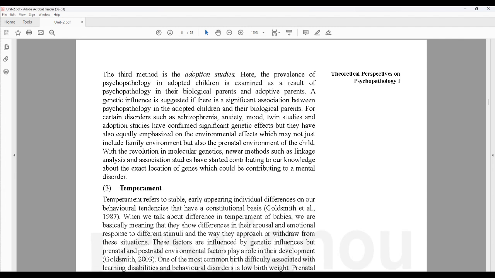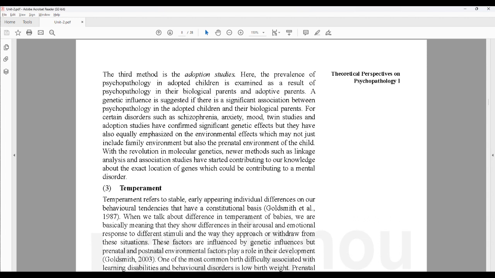The third method is the adoption studies. Here, the prevalence of psychopathology in adopted children is examined as a result of psychopathology in their biological parents and adoptive parents. A genetic influence is suggested if there is a significant association between psychopathology in the adopted children and their biological parents. For certain disorders such as schizophrenia, anxiety, mood, twin studies and adoption studies have confirmed significant genetic effects, but they have also equally emphasized the environmental effects, which may not just include family environment but also the prenatal environment of the child.